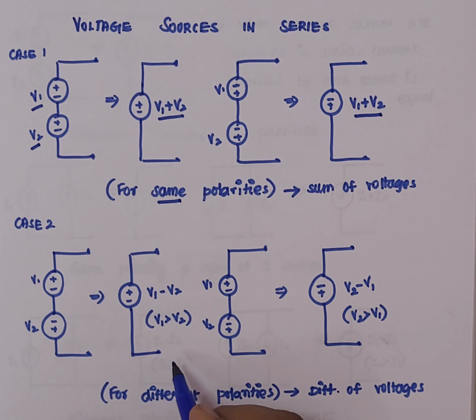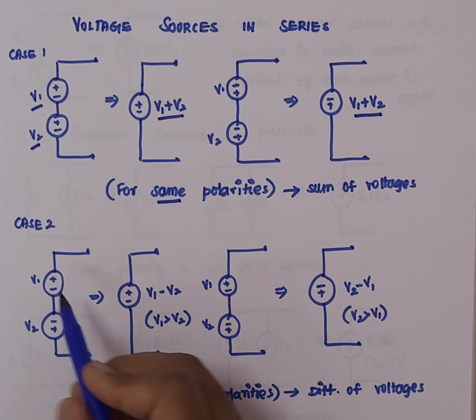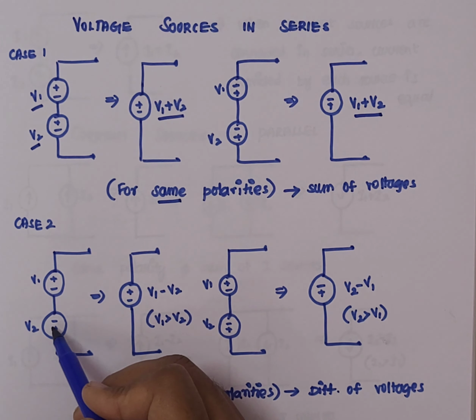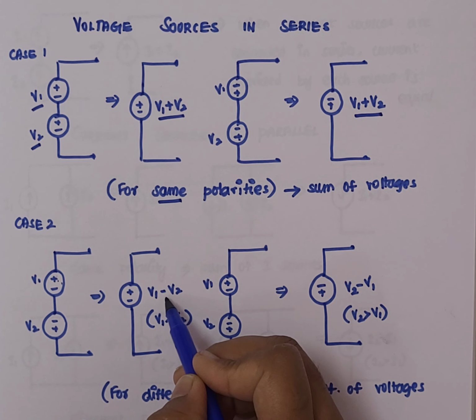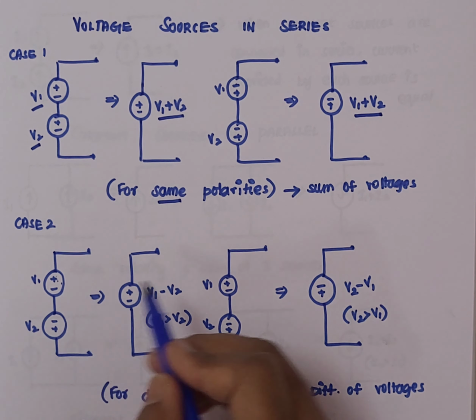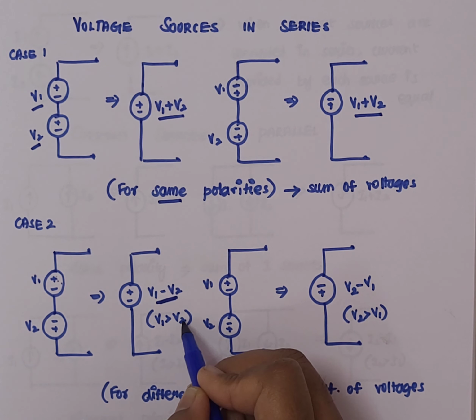Now let us see it for the second case. Here we have two different voltages, but the polarities are changed over here. As you can see, here it is plus minus, here it is minus plus. So this is the different polarity. Whenever we have a circuit in this way, then this can be replaced with a single voltage source like plus or minus, and the value will be equivalent to V1 minus V2, that is the difference of voltages, provided the value of V1 should be greater than V2.